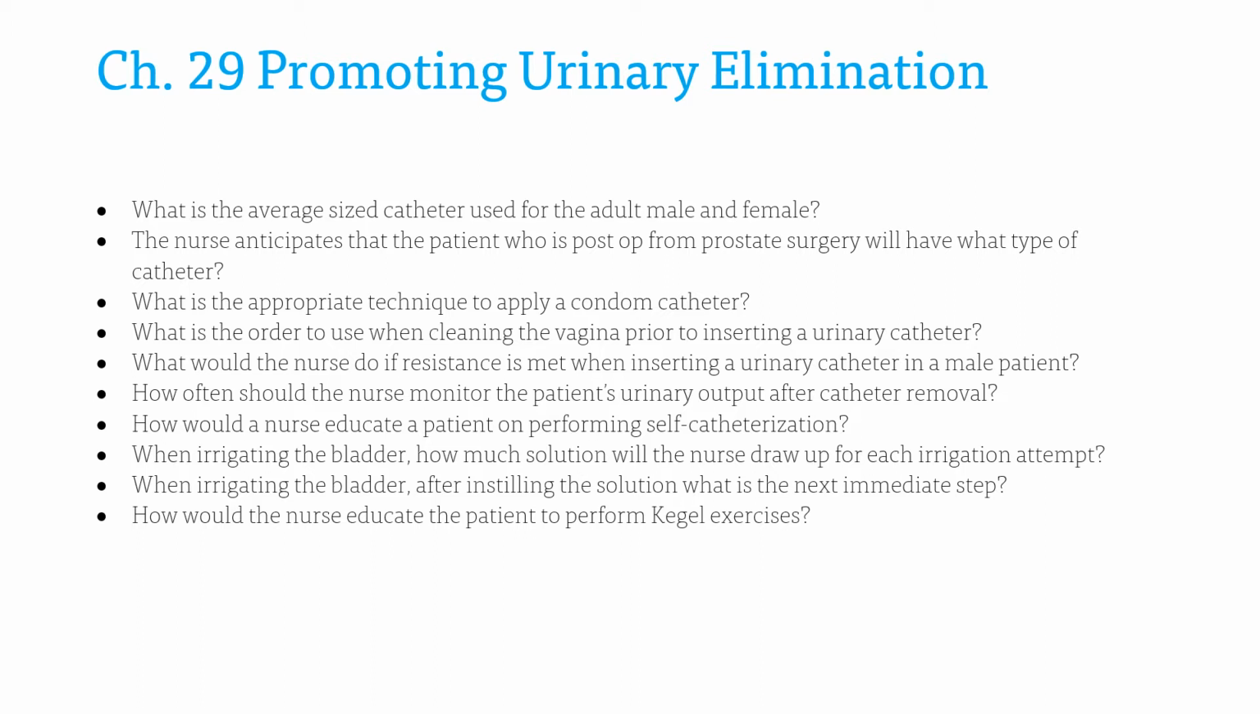What is the order to use when cleaning the vagina prior to inserting a urinary catheter? So for this, we're going to find the information in skill 29.3, catheterizing the female patient, and we're going to look at number 24. Using forceps, pick up one saturated cotton ball at a time and cleanse down one side of the labia majora and then the other, discarding each used cotton ball after one stroke. Cleanse one side of the labia minora and then the other. Cleanse last over the meatus with a slow downward stroke.